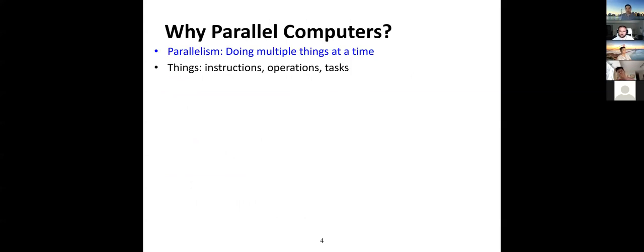Okay, so the first question we ask, because we're going to talk a lot about parallelism, about parallel architecture, about parallel programming: why is parallelism important for computers? Well, parallelism allows us to do multiple things at a time. Those things can be different. It can be instructions you execute in parallel, operations, tasks.